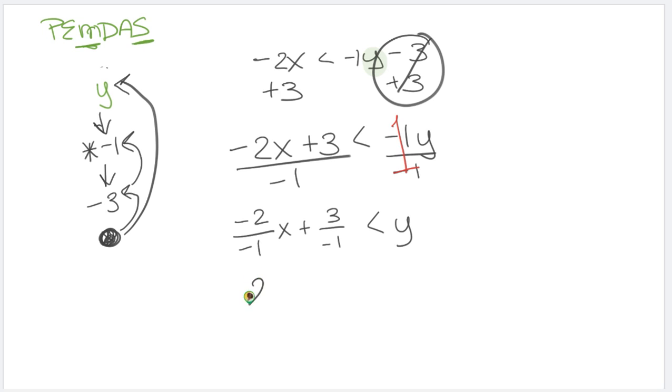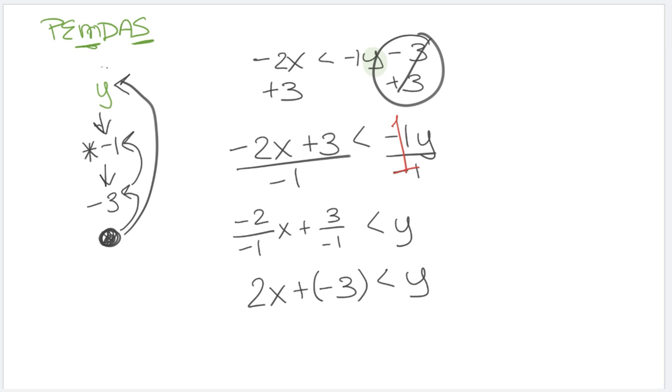So we have 2x. And then 3 over negative 1, well, that's a positive over a negative. That's negative. So this whole fraction will be negative. And then 3 over 1 is just 3. Any number over 1 is just itself. So we have plus negative 3, right, is less than y.